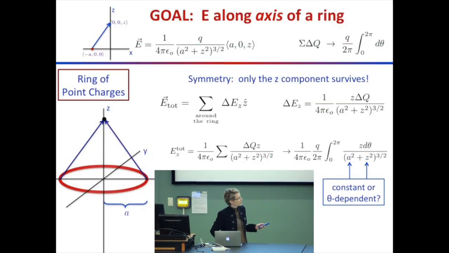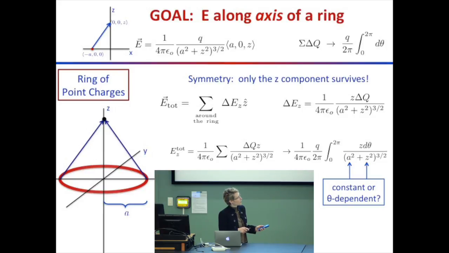So the way that goes then is I take this delta EZ, the little piece of the contribution that this point charge makes to the Z component of the electric field there, and I'll just add it all up over the ring. So it's 1 over 4 pi epsilon naught. The Z comes down, the 1 over A squared plus Z squared to the 3 halves comes down. The delta Q now I want to sum over. So this becomes sum over delta Q.